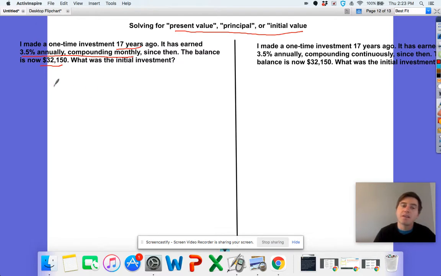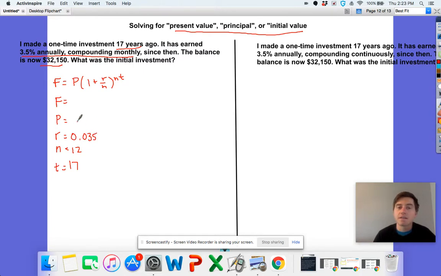So this is compounding monthly. Of course, we're going to use the regular compounding in a finite way formula. So we will list these babies out. So 17 years. It's compounding monthly, so that's 12 times a year. The rate was 3.5%, as a decimal is this. Let's see. The present value, we don't really know. The initial value, the principal, we don't know that. But we do know after 17 years that now it's 32,150. So we're actually solving for P this time, and it's going to take a little bit of solving skill.